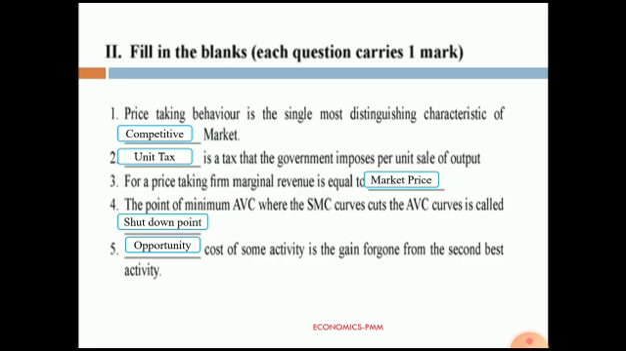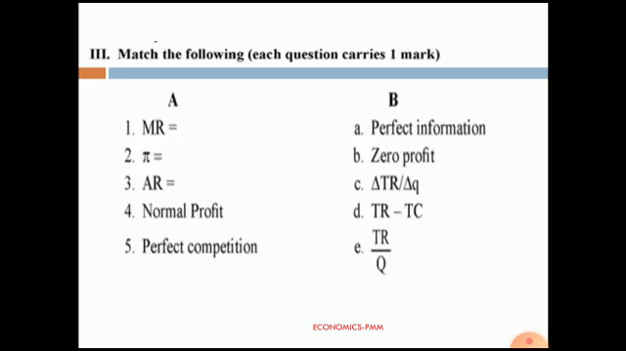So these are your fill in the blanks. Going to the next part, that is match the following, which is very favorite of all the students, where you may get full 5 marks, but we need to have the knowledge of at least 3 concepts. So the first one here, A part, is MR. MR is nothing but marginal revenue. So we need to connect the correct match to the marginal revenue.